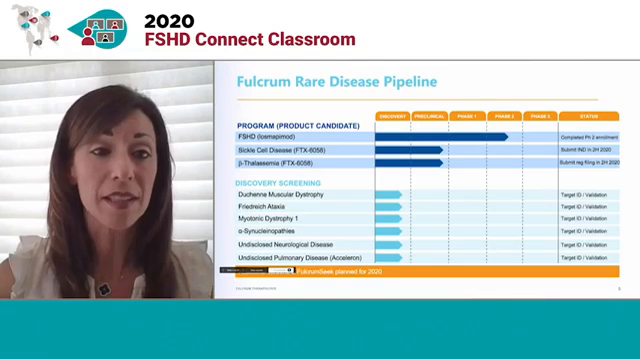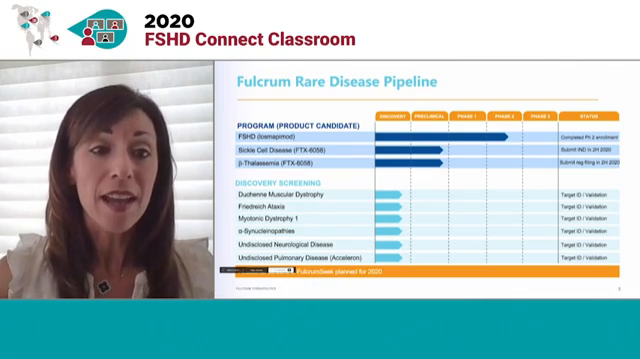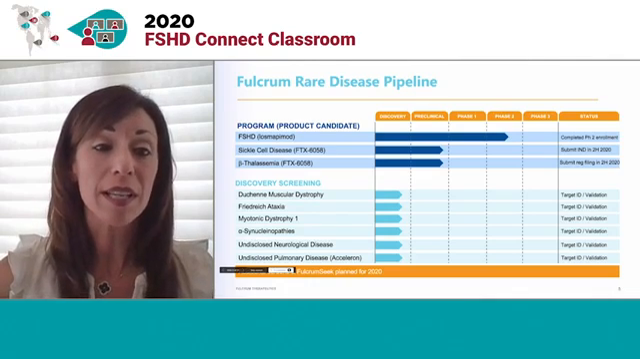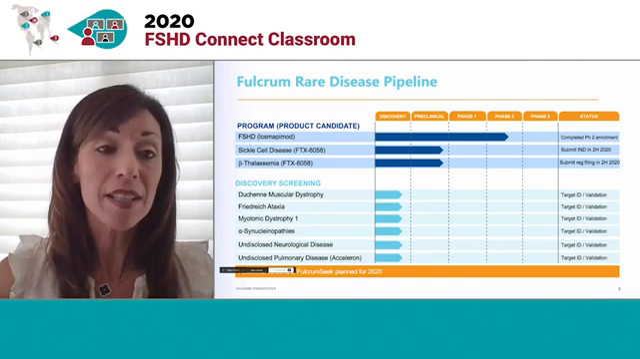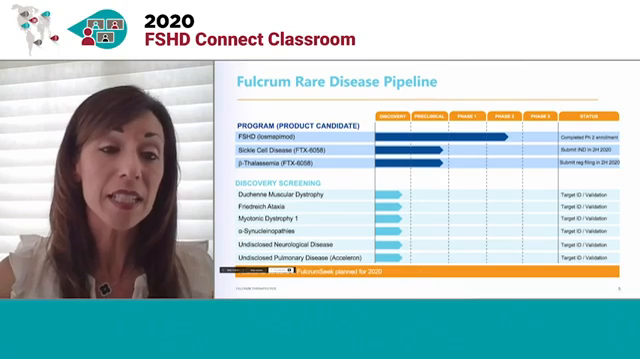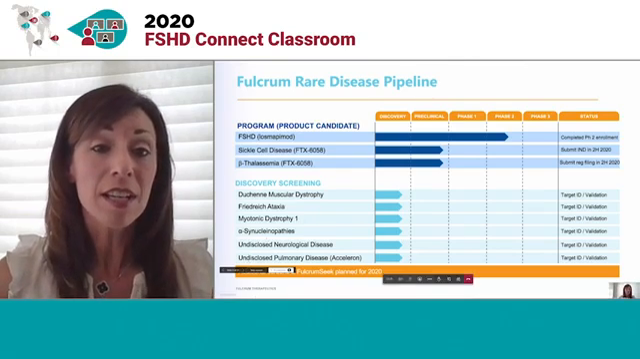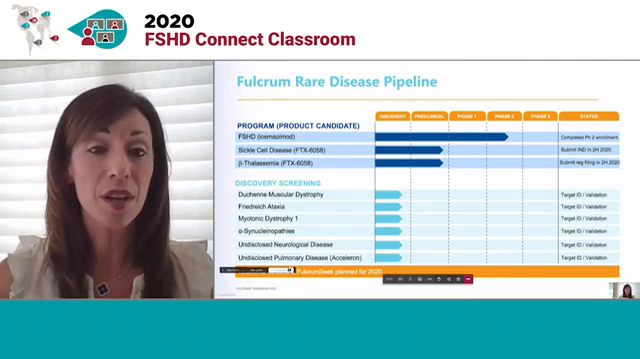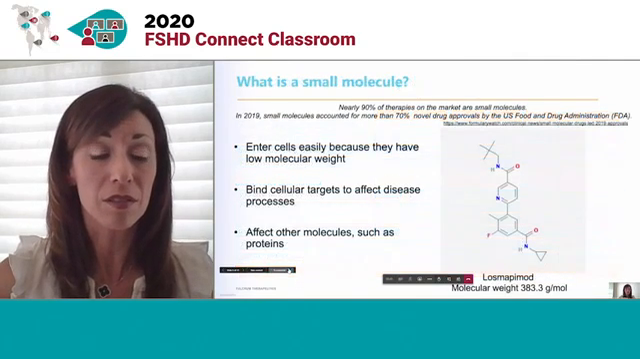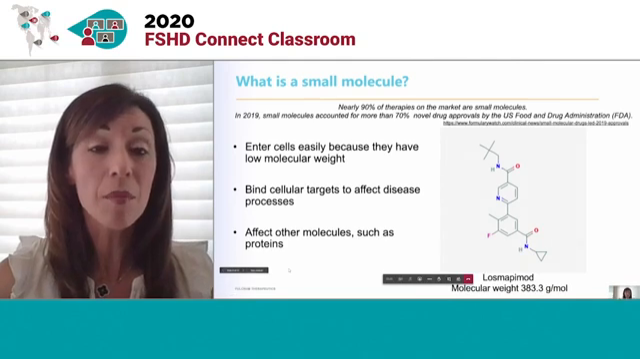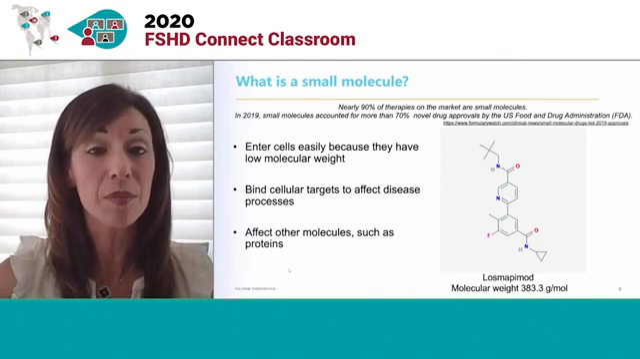So some of you may be asking, what is a small molecule? Small molecules essentially are molecules that have low molecular weights. And because they have low molecular weights, they can enter cells easily. And when they enter cells, they can bind to cellular targets to affect disease processes or affect other molecules such as proteins. Interestingly, nearly 90% of therapies on the market are small molecules. And in 2019, small molecules accounted for more than 70% of novel drug approvals by the US FDA.